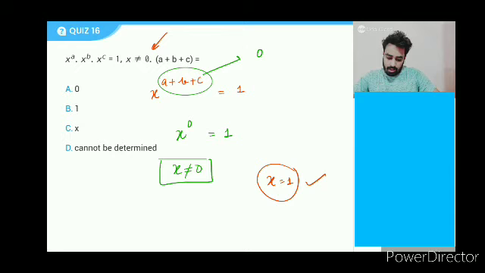Getting it or not? This part is very important. If it is given that x value is 1, then a plus b plus c value, a lot of values are possible. But if it is mentioned that only x value is given, a non-zero value. Okay.